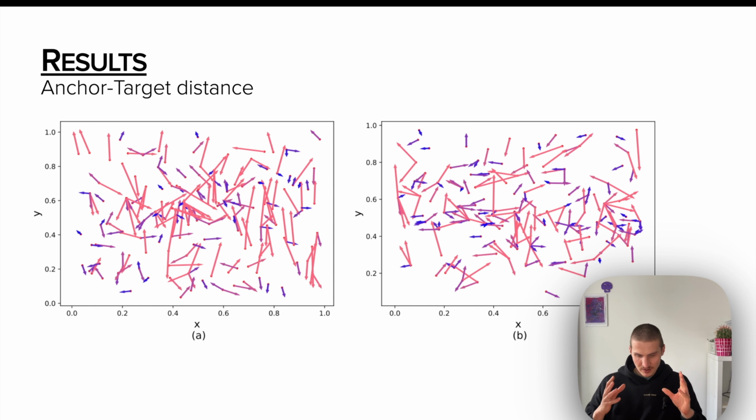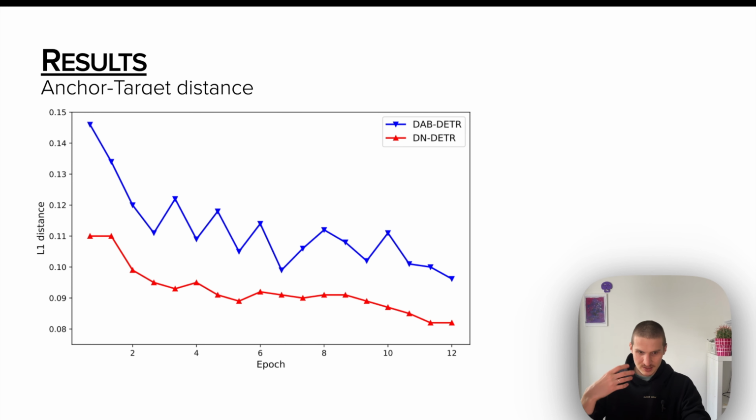But just by creating the secondary task that really just gets some sort of noise anchor box and learns to adjust it to point to the true object, we also help with the anchor box matching to make sure that if we have this anchor box, it will be matched to something really close to it. And we can see that the average length of these arrows decreases in the DN Detr. And here's the graph that demonstrated better, I think. So this is just the L1 distance from anchor to the target in DAB Detr compared to the DN Detr. And we can see that the distance just goes down.